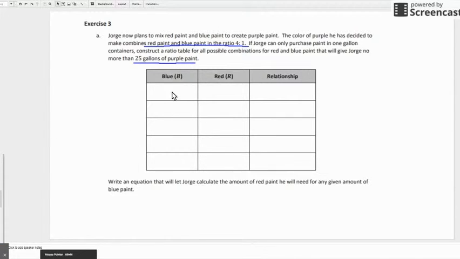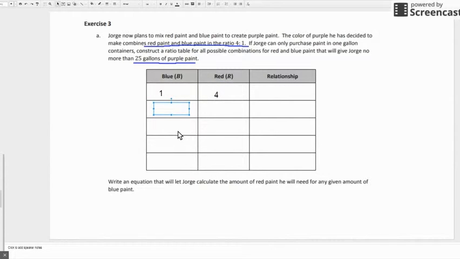So let's start filling out our table. So for blue paint, remember red paint to blue paint is 4-to-1. So the blue is the 1. So please make sure you're paying attention to how the numbers are labeled. That means the red would be 4. Right now we're just going to fill out this side and then we'll talk about the relationship.